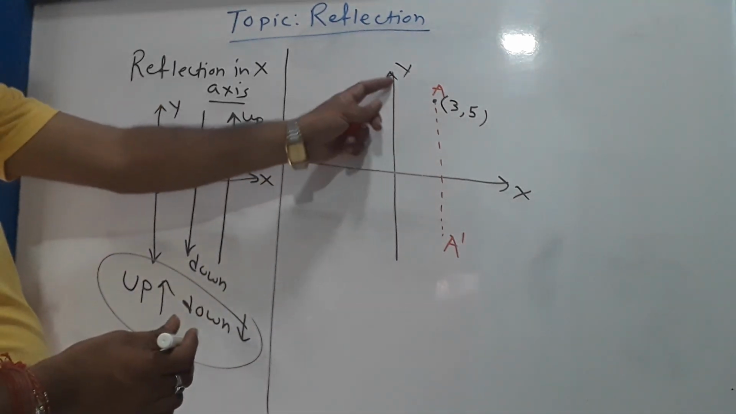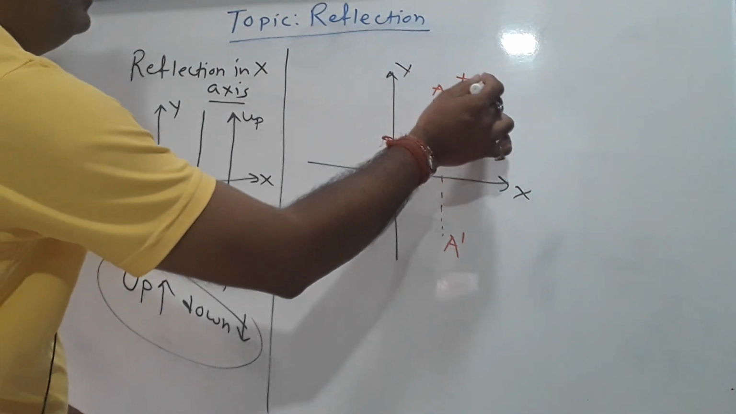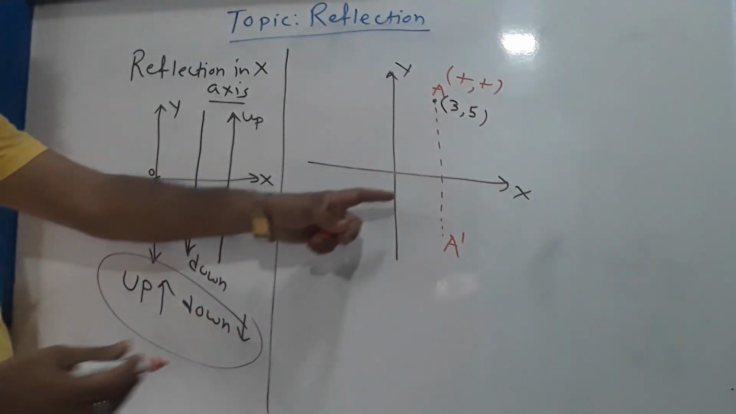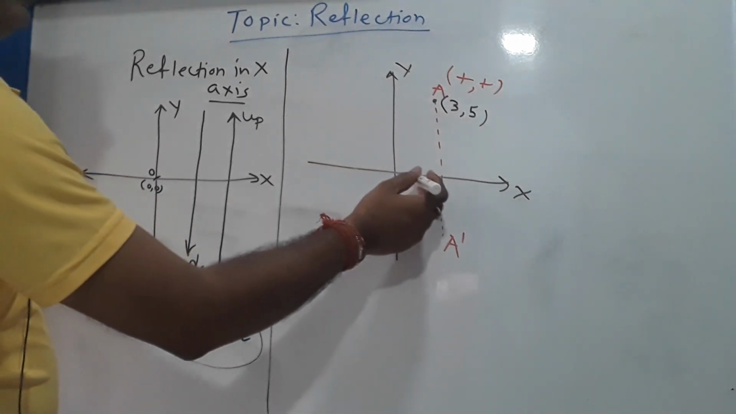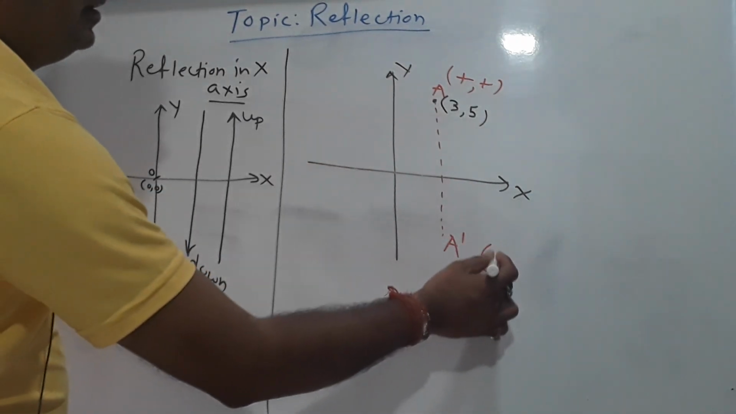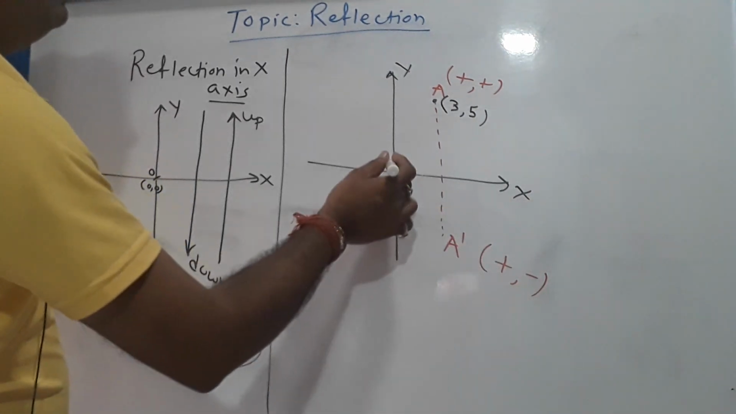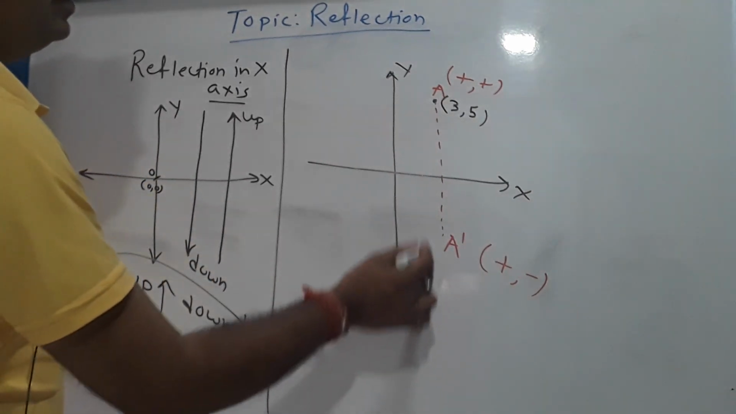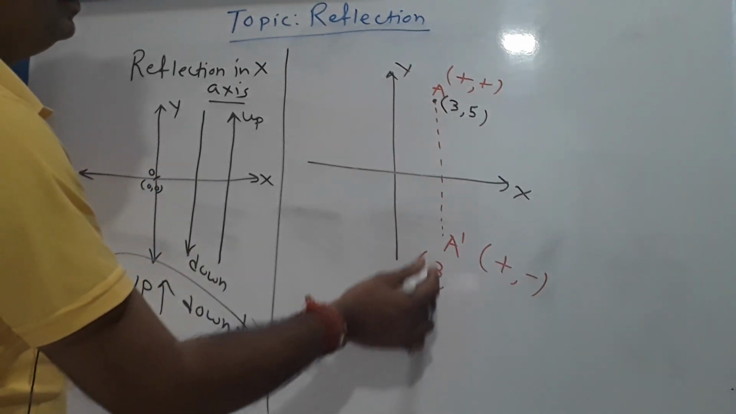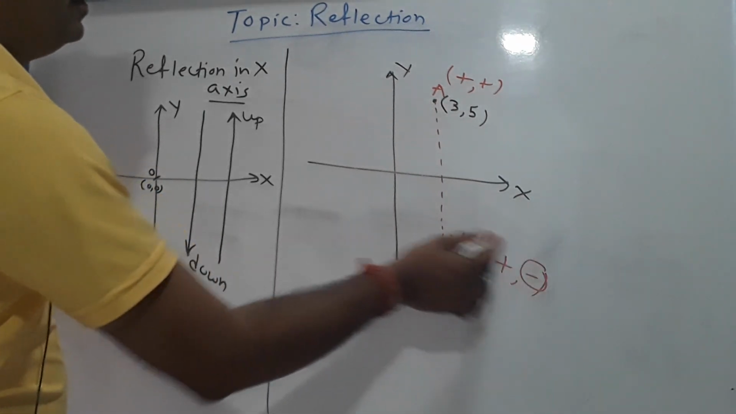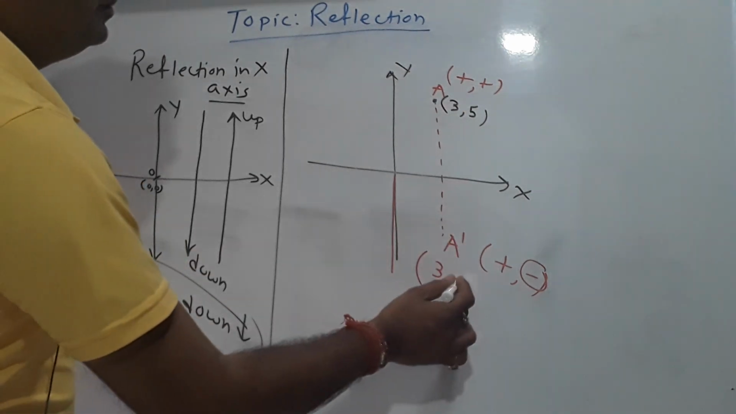Earlier the point was in the first quadrant, so both signs are plus, 3 and 5. But now the point is in the fourth quadrant, where x is positive and y is negative. So 3 will remain 3, but plus 5 will become minus 5.